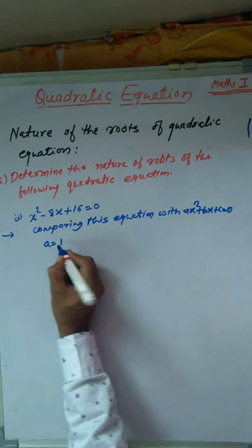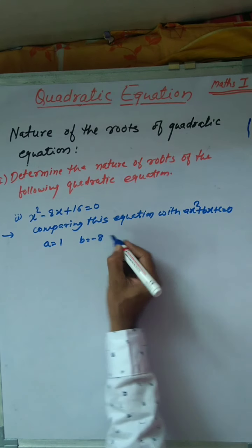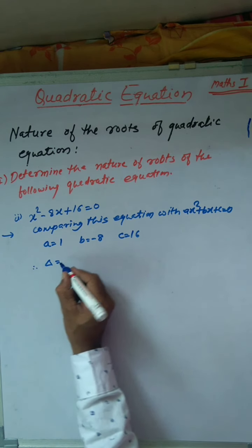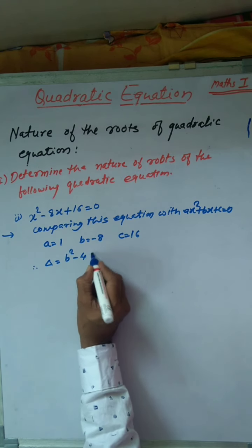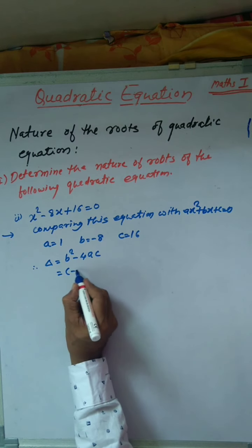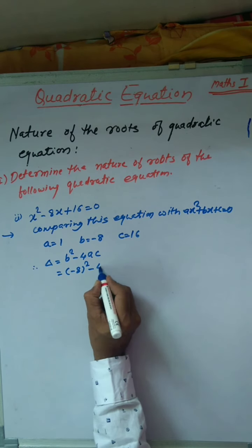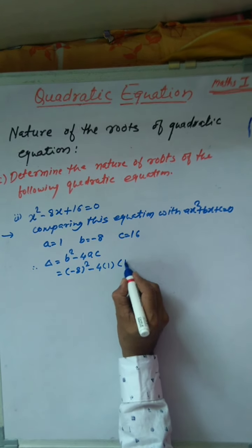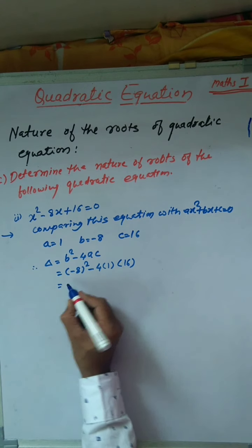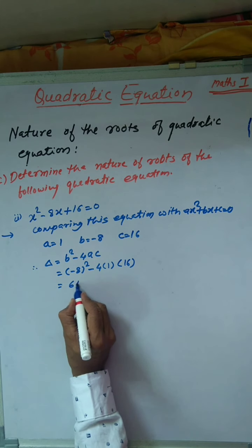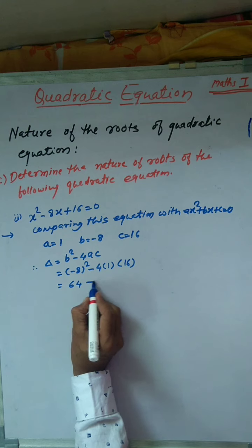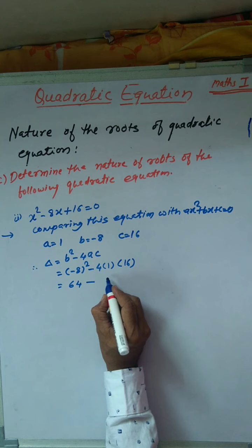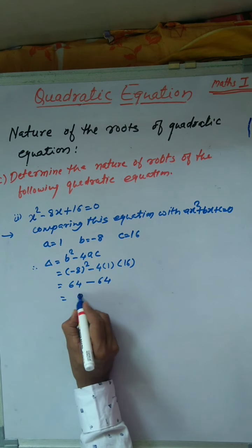We get a is equal to 1, b is equal to minus 8 and c is equal to 16, and hence the value of discriminant delta is equal to b square minus 4ac, that is minus 8 bracket square minus 4, put the value of a as 1 and c as 16. Hence the square of minus 8 is equal to 64 minus 4 into 16, which is also 64. That means delta is equal to 0.